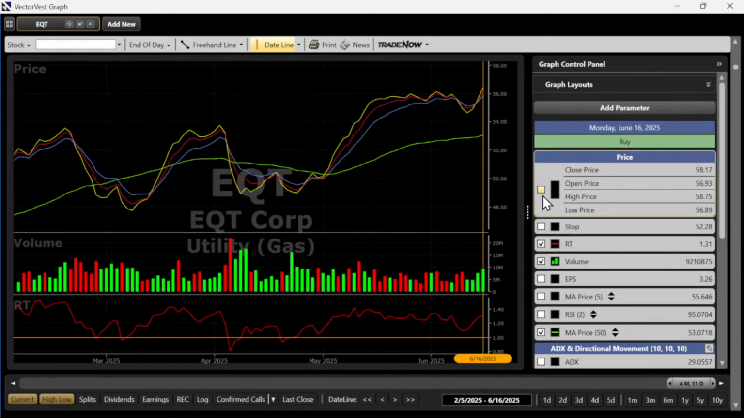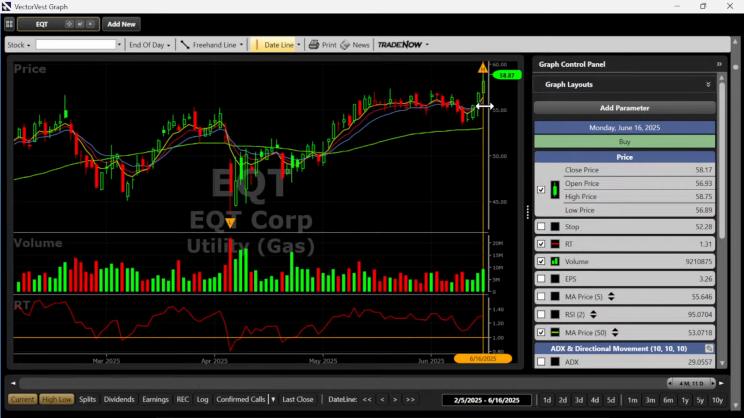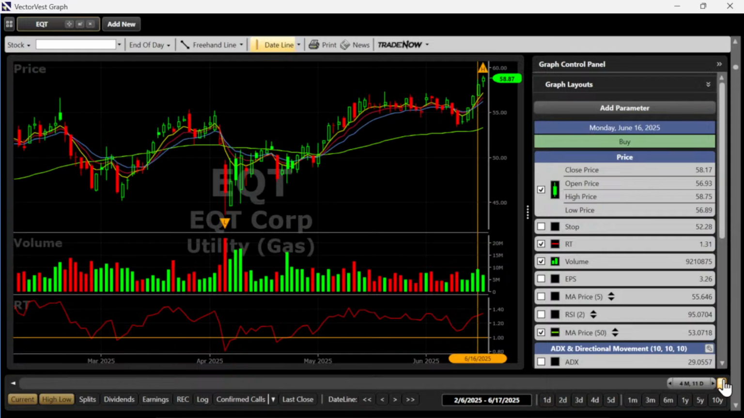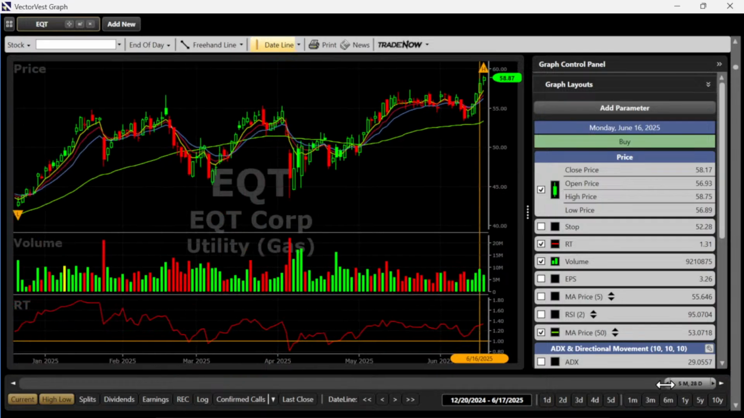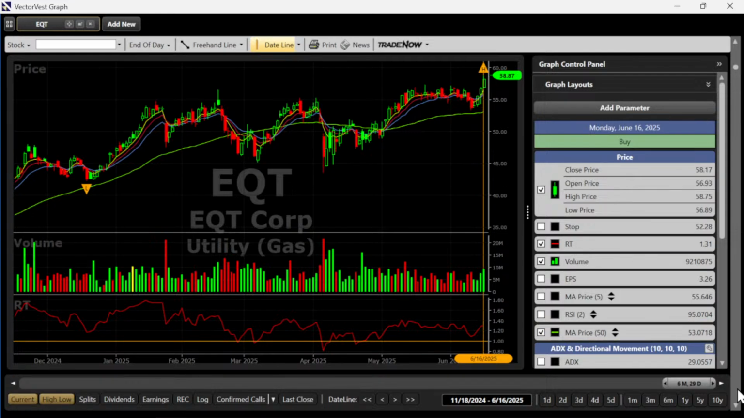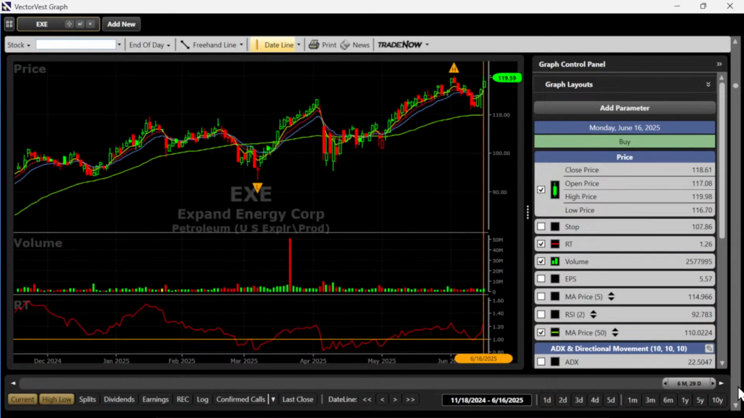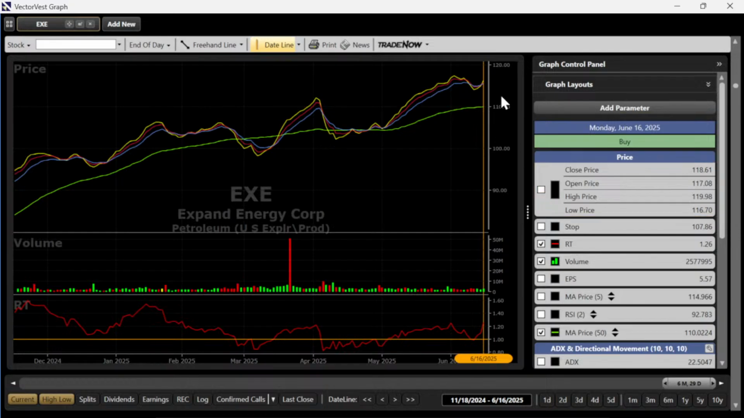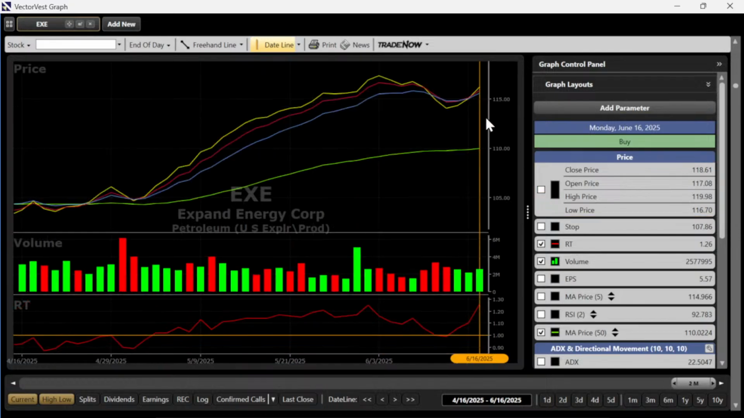EMAs begin to squeeze apart. Price closes yesterday at 58.17. I'm taking the trade today on follow through. So this is another good one. Nice little breakout too. Okay, let's look at the next one. Another good one, EXE. There's your squeeze.